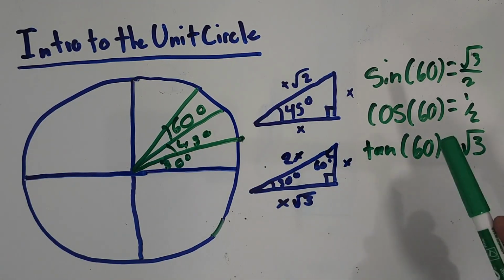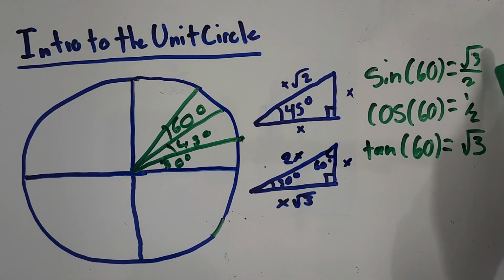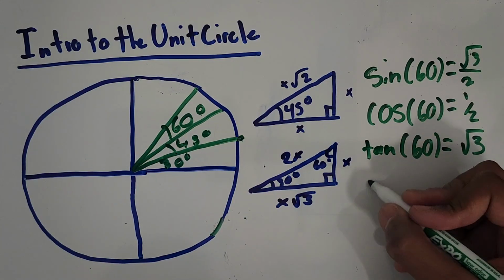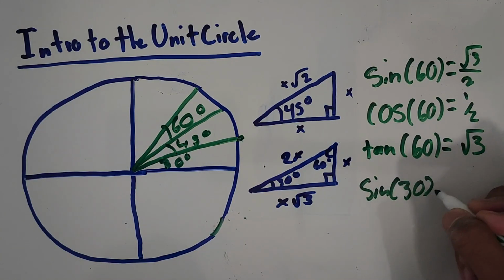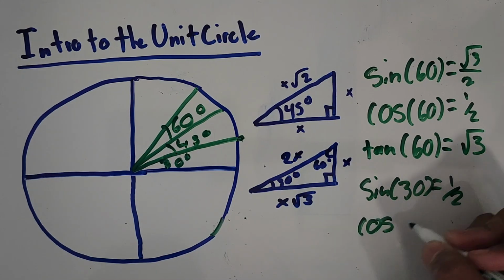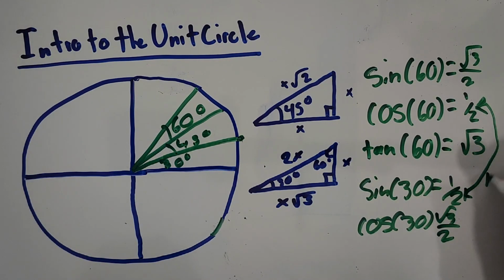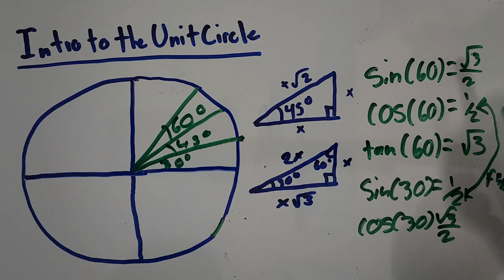So we know that for a 60-degree triangle, sine is equal to rad 3 over 2, cosine of 60 is equal to 1/2, and tangent of 60 is equal to rad 3. So notice with a 60-degree triangle, the sine and cosine values are switched, because remember, we had sine of 30 equals 1/2 and cosine of 30 equals rad 3 over 2, and these values are just flipped. So that's an easy way to memorize the values of a 60-degree triangle.